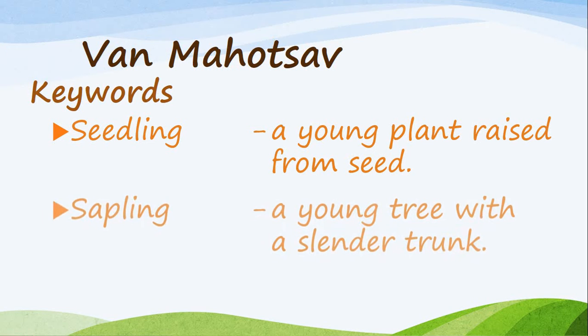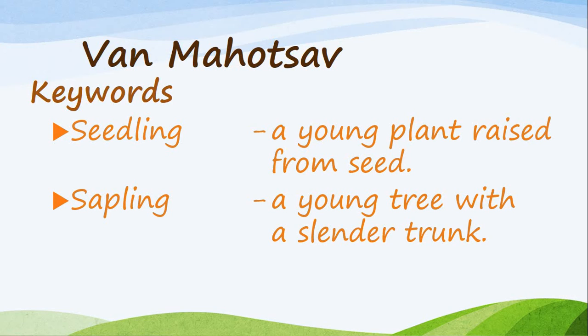Next, sapling. Sapling is a young tree, especially one with a slender trunk. Saplings are simply young trees that have grown to a diameter of between 1 to 6 inches and have reached a height of at least 4.5 feet. Tree saplings can be packaged in the form of root balls, burlap wrapped, bare root plants, or in containers.